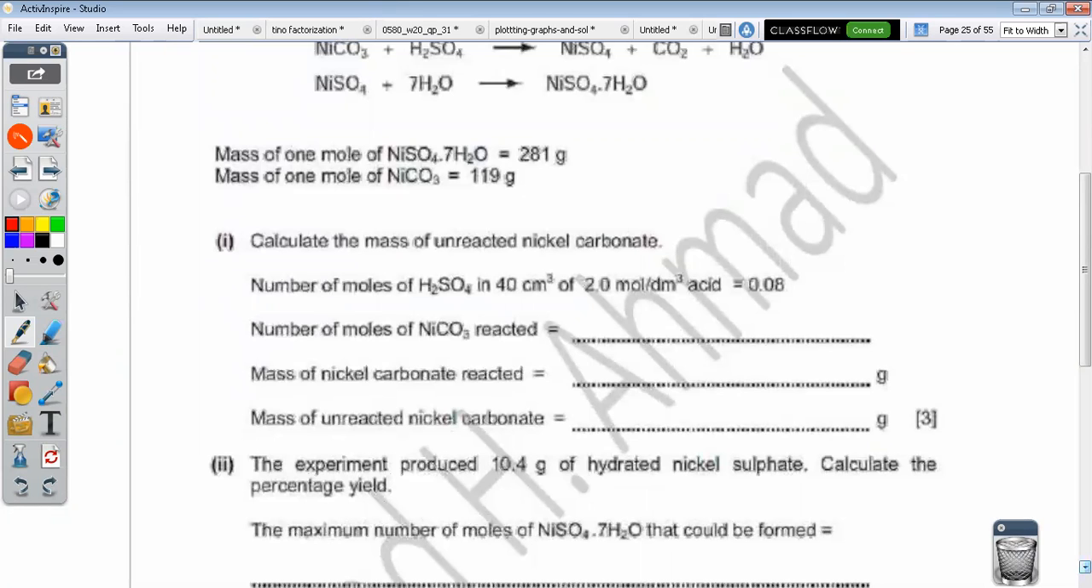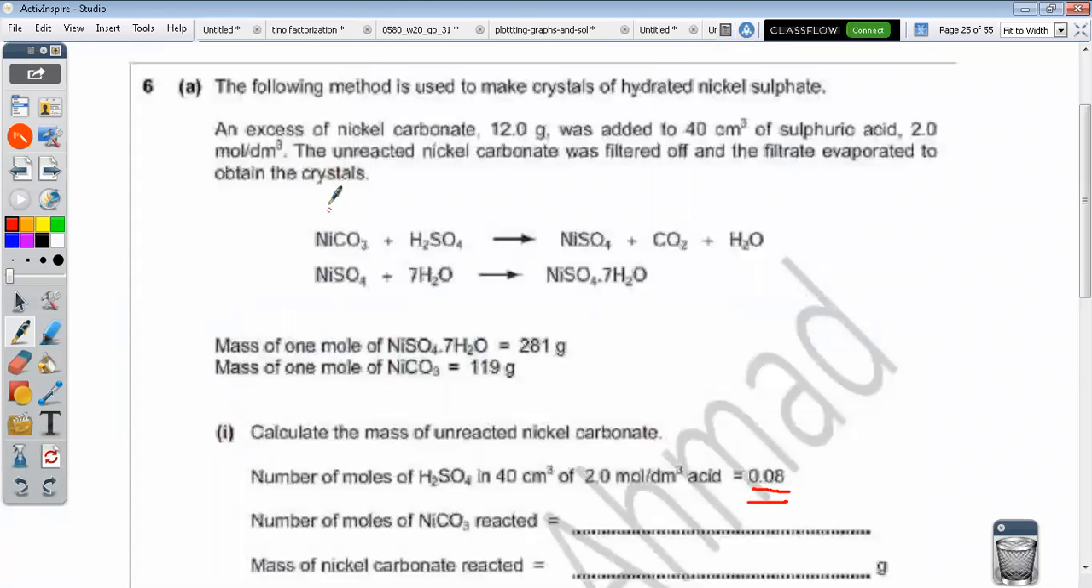Now, this again is to help you calculate the mass of unreacted nickel carbonate. The number of moles of nickel, you see, this one they've done it for you. The number of moles of the sulfate is 0.08 of the sulfuric acid. So let's go back to the equation. The ratios are all 1:1, except one which is 7:1. I'm simply dealing with the ratios, I'm not doing any calculations.